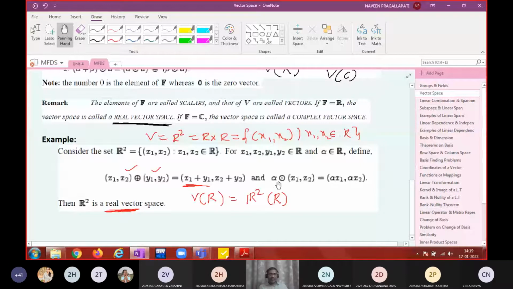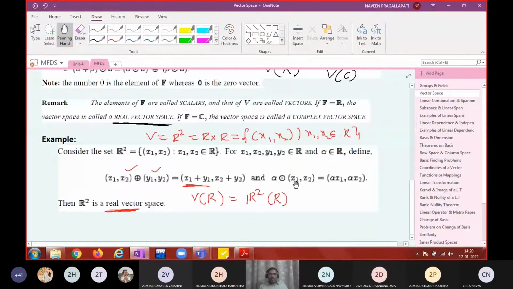And what is the scalar multiplication? Alpha is a real number. X1 comma X2 is an ordered pair. Ordered pair is nothing but an element of this set V. So this is a vector, this is a scalar. This is a scalar because this is an element of R, which is a field. And this is a vector because this is an element of V, which is the vector space R square.